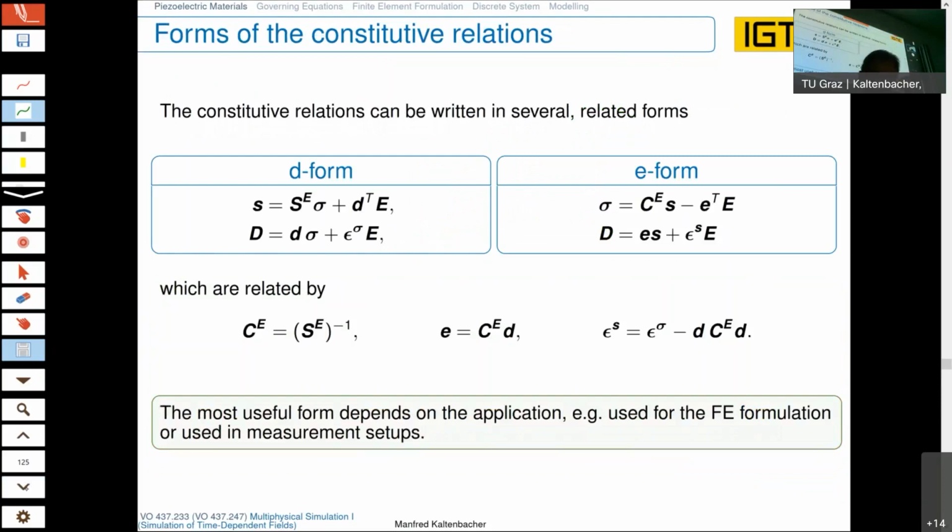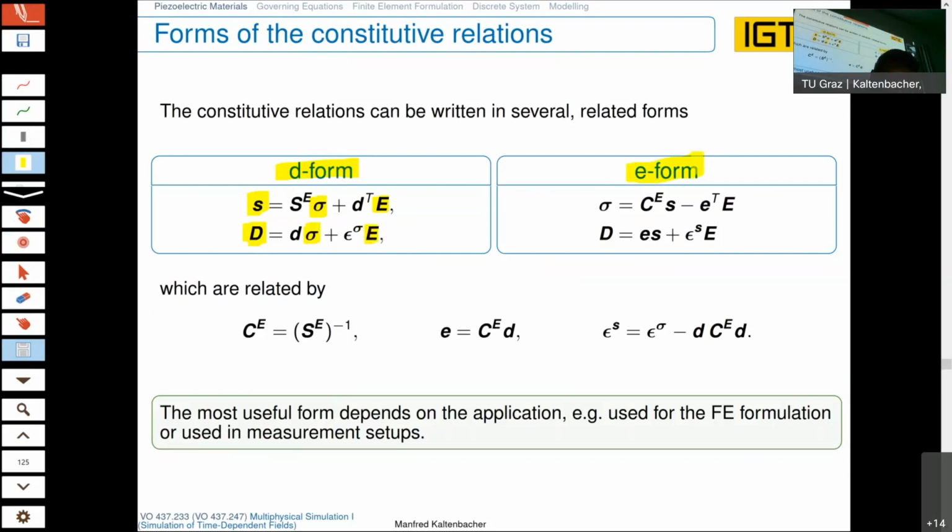Well, what we have just put down was the so-called D form, where the mechanical strain is expressed by the mechanical stress and electric field, and the dielectric displacement is expressed by the mechanical stress, sorry, and the electric field. That is the D form. And it is a linearization, as we have done, about a special working point.